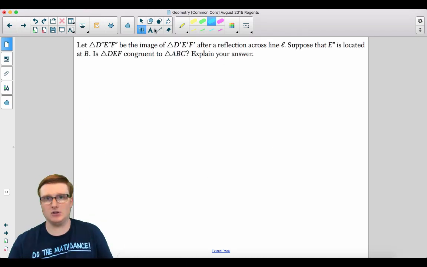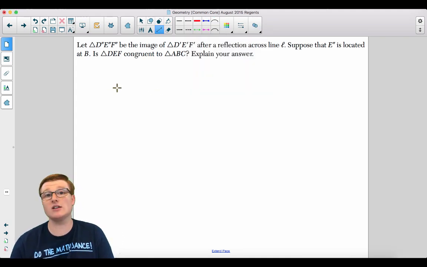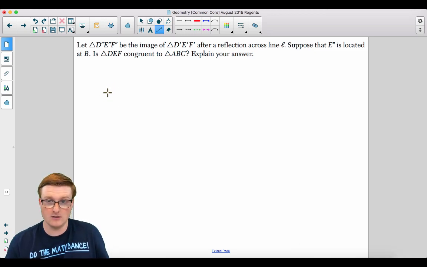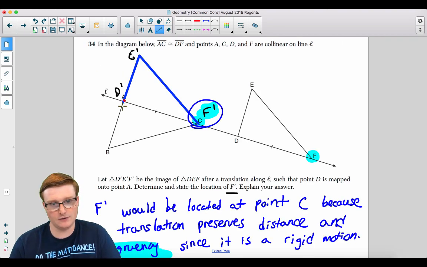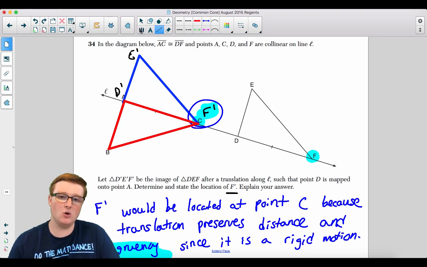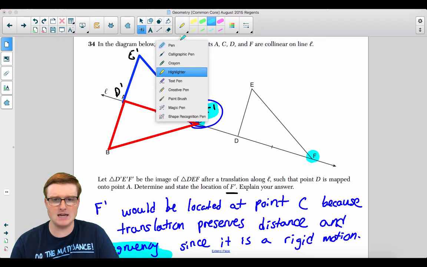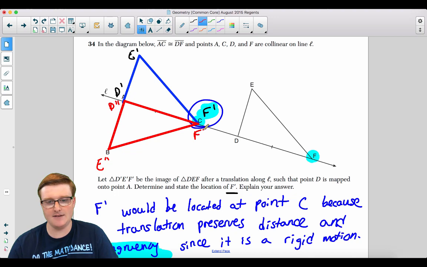Then all of a sudden they make up another triangle. Let D double prime, E double prime, F double prime be the image of triangle D prime, E prime, F prime, which we created, after a reflection across line L. Suppose that E double prime is located at B. Okay, well, let's reflect it. Here, here, and here. So it says that E double prime is located at B. So this is E double prime, this is D double prime, this is F double prime.